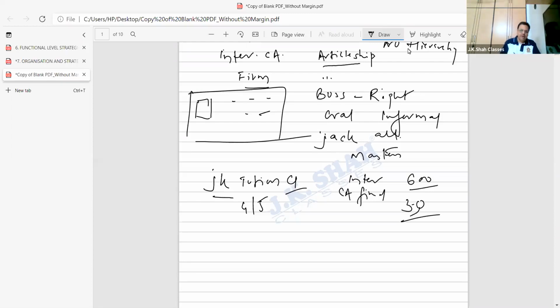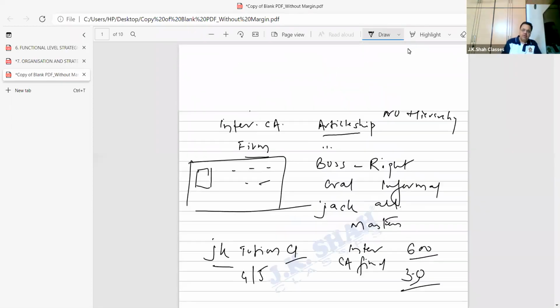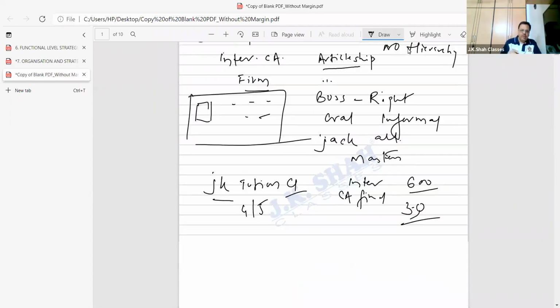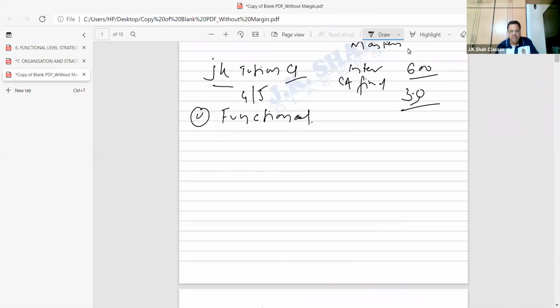So what happened? Sir said, now continuing with simple structure was difficult. So the simple structure gave rise to functional structure. So the second structure that we have to study is functional structure. Functional is easy. Now in functional structure, what happens? Simple. JK sir said from tuition classes I converted into JK Shah Commerce Classes, JKSC.